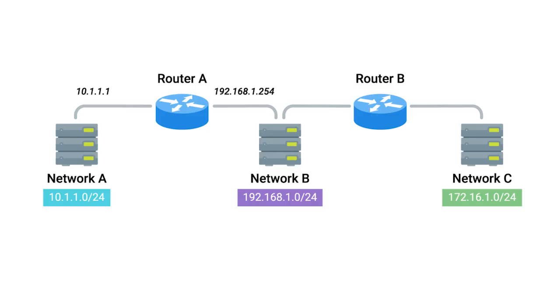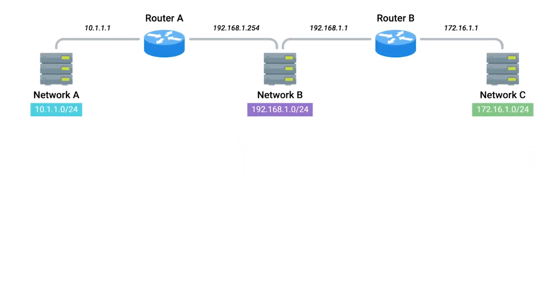It has an interface on network B with an IP address of 192.168.1.1 and an interface on network C with an IP address of 172.16.1.1. Now, let's put a computer on one of the networks. Imagine it's a desktop sitting on someone's desk at their workplace. It'll be our client in this scenario, and we'll refer to it as computer 1. It's part of network A and has been assigned an IP address of 10.1.1.100.